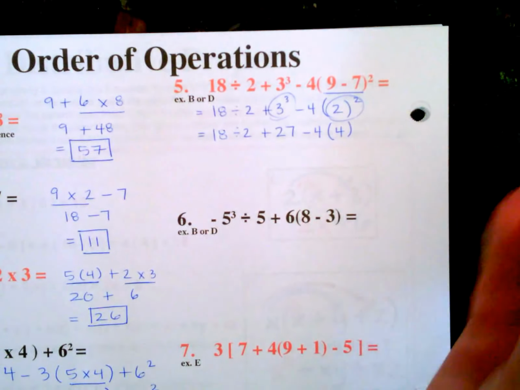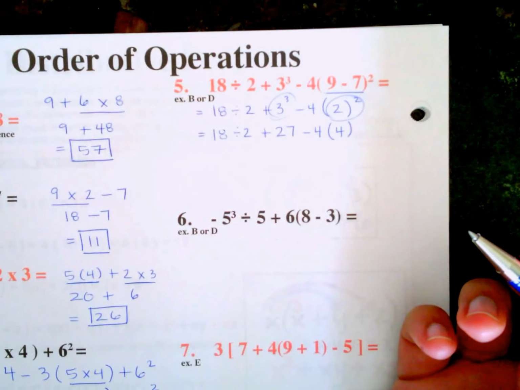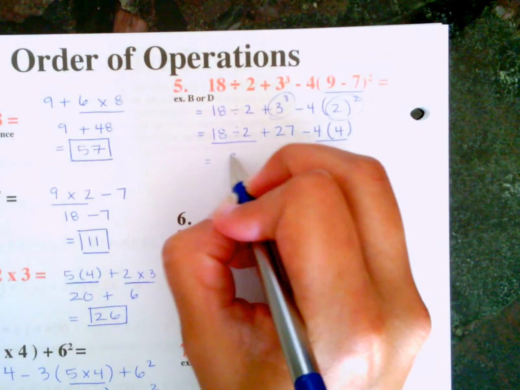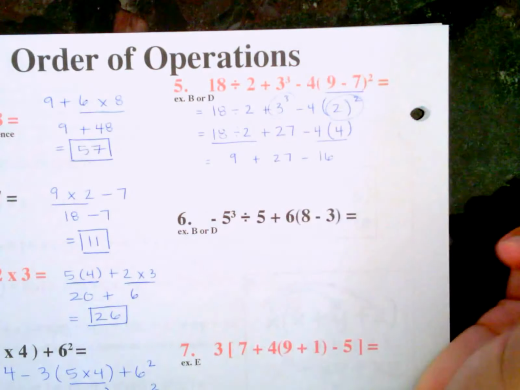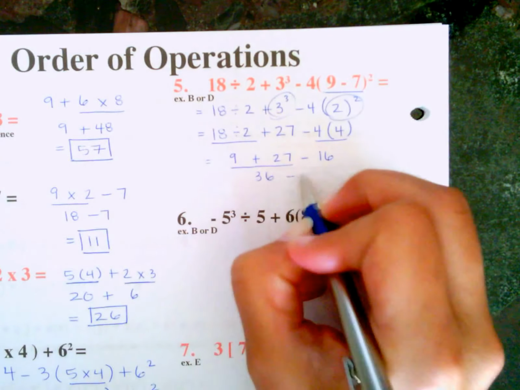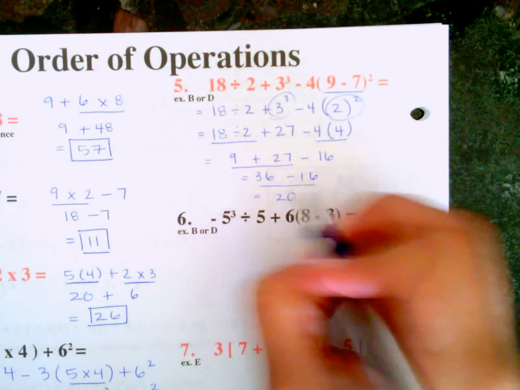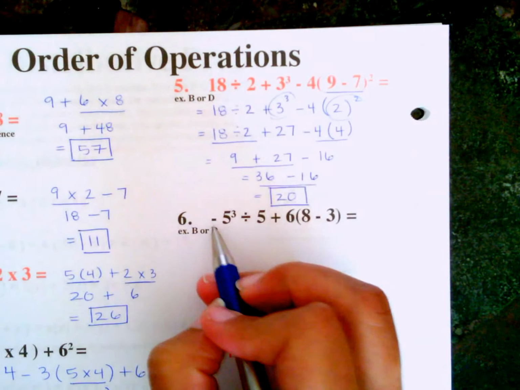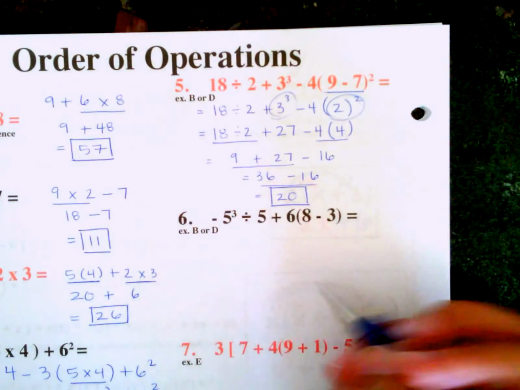Okay, excellent. So now we've done our parentheses, we've done our exponents, now we do multiplication and division. So we can do the division here and the multiplication here. So 18 divided by 2 is 9, plus 27, minus 4 times 4 is 16. Now we do left to right. 9 plus 27 is 36, minus 16. And then finally, 36 minus 16 equals positive 20.